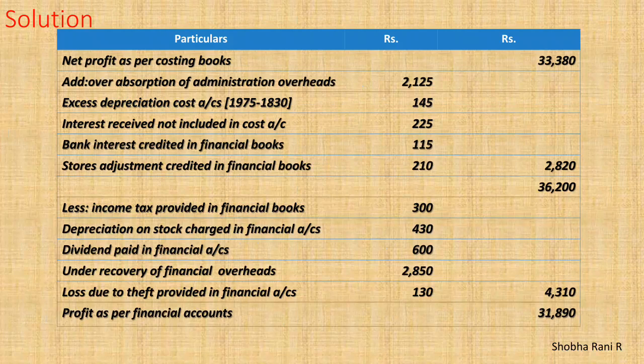36,200. From this we have to deduct income tax provided in financial books rupees 300, depreciation on stock charged in financial accounts rupees 430, dividend paid in financial accounts rupees 600, under recovery of factory overheads 2,850, and loss due to theft provided in financial accounts 130 rupees. Altogether, the total comes to 4,310. It has to be deducted from 36,200. The resultant figure will be 31,890, which is known as profit as per financial accounts.